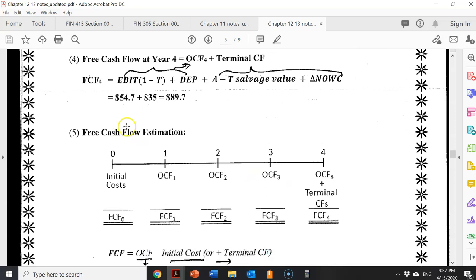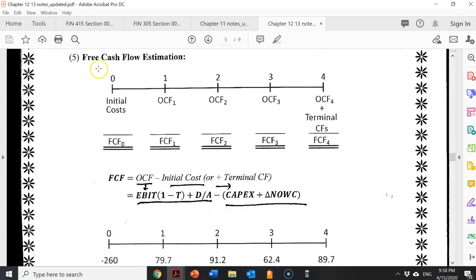So free cash flow 4 would be operating cash flow 4 plus terminal cash flow. So it's going to be 54.7 plus 35, which is 89.7 as free cash flow 4. Operating cash flow 4 was calculated by using EBIT multiplied by 1 minus t plus depreciation. Terminal cash flow was calculated by using after-tax salvage value plus delta NOWC.